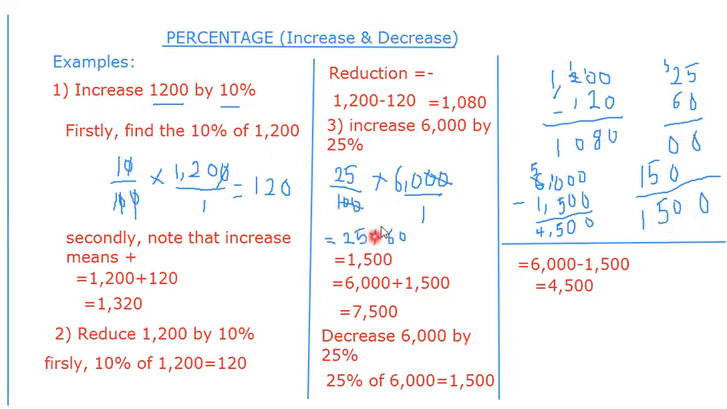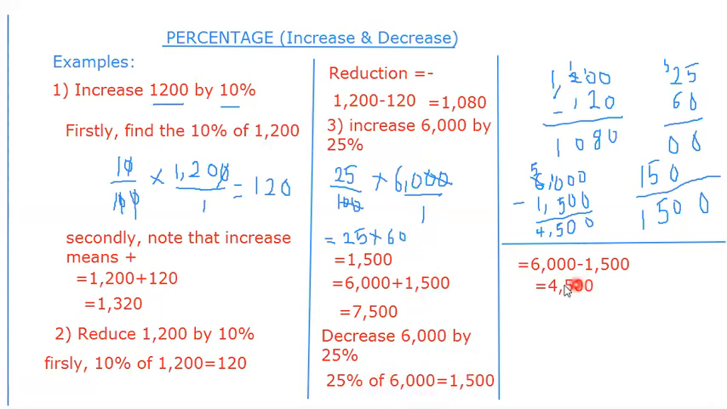Then to increase means to add. That is why we added the 1,500 to our 6,000 that was given in the question here. So that is that about that. Then the same question, we turn it the other way around. That is decrease 6,000 by 25%. We've got the answer already for 25% of 6,000, which is 1,500.